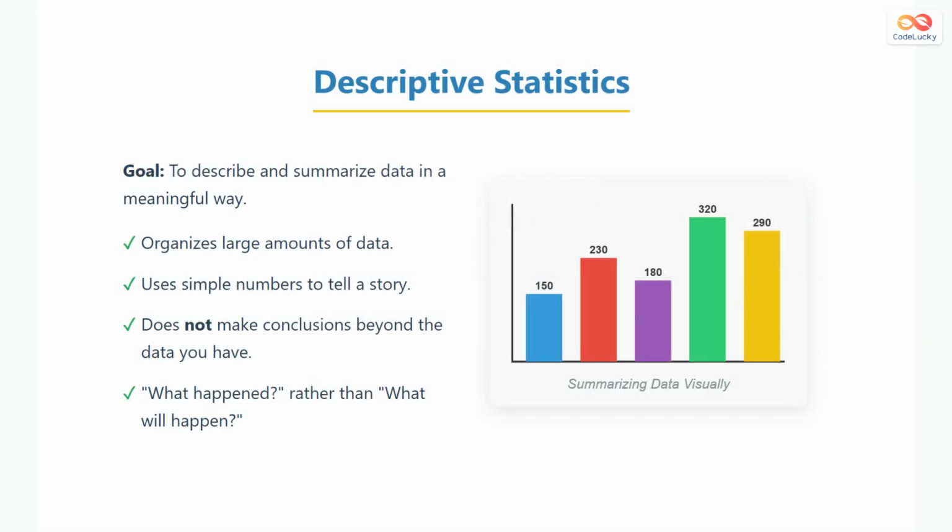Descriptive statistics is exactly what it sounds like. Its goal is to describe or summarize data. When you have a large set of numbers, it is hard to make sense of them. Descriptive statistics helps us organize this data into simple summaries or visual charts. Importantly, it does not look beyond the data you have. It simply tells you what happened.